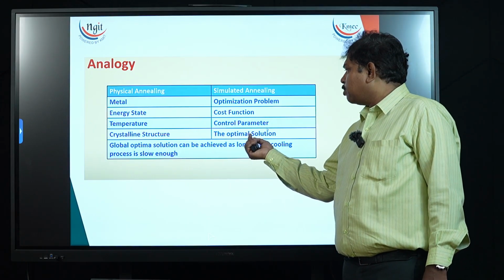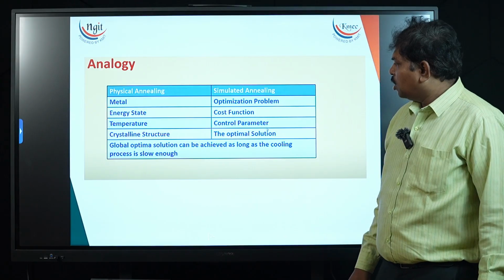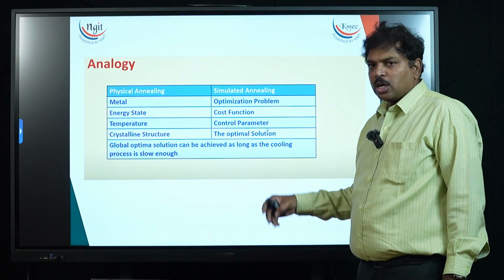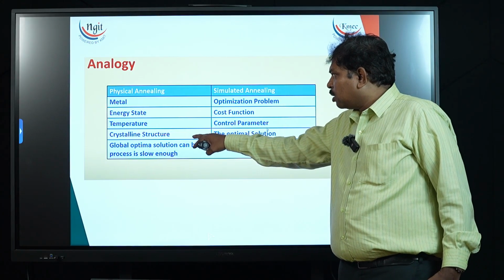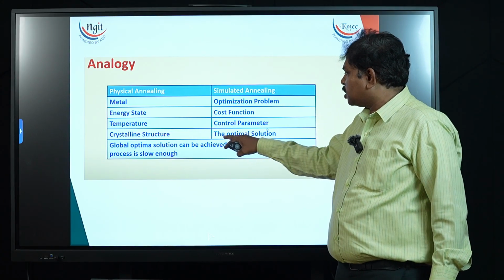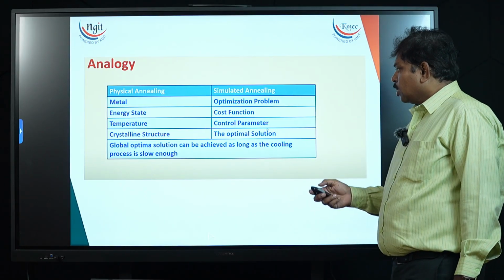In our AI problems we use a control parameter, something like iterations. With the help of iterations we try to solve this. The final product of annealing is a crystalline structure. Here the final product of our algorithm is an optimal solution.